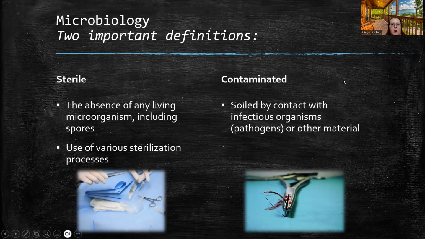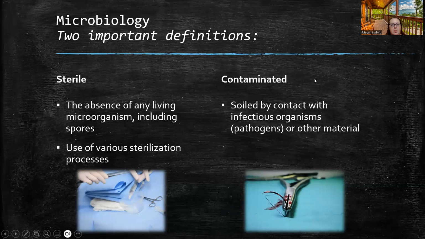And then this other term is the opposite. It's contaminated. So it's one or the other. It's either sterile or it's contaminated. There is no gray area. That is super important to remember, because you can't say, well, it's kind of sterile. It's not kind of sterile. It's contaminated, okay? There is no gray area. It is or it is not sterile.